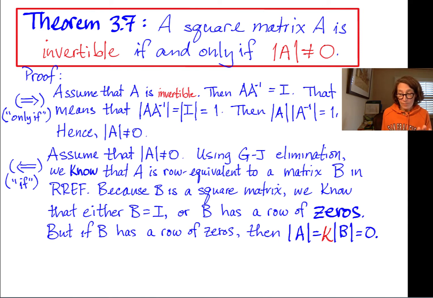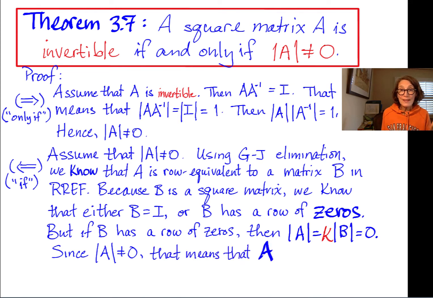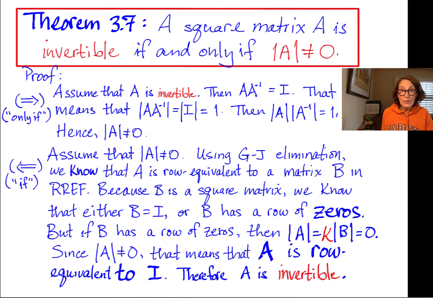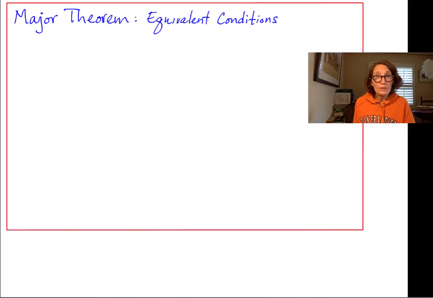So we know that can't be true because we assumed the determinant of A is not 0. So that must mean its reduced row echelon form is the identity matrix. So it's row equivalent to I. That means A is invertible. So this is such an important theorem. We're adding it to a theorem we've seen before, but we haven't used a lot. So this is called the major theorem of linear algebra.